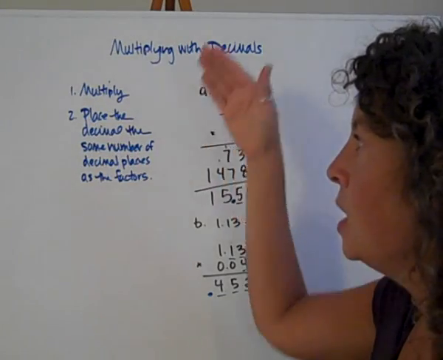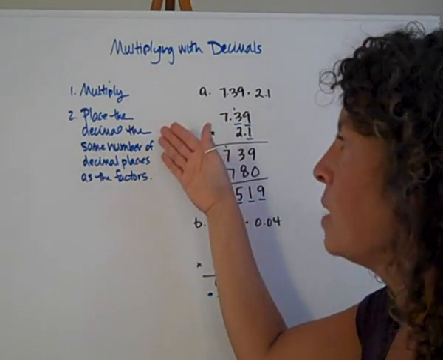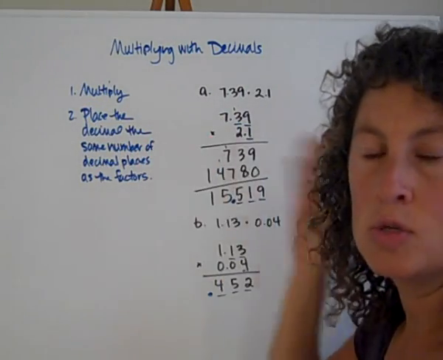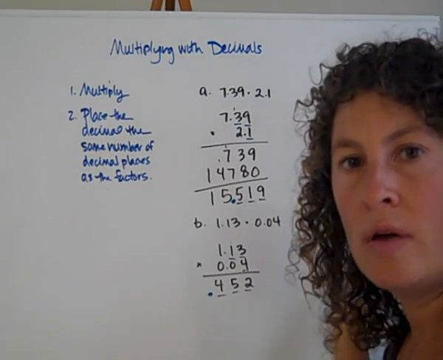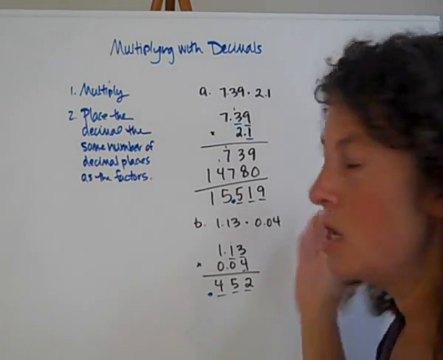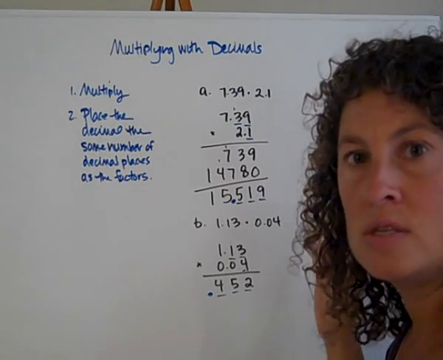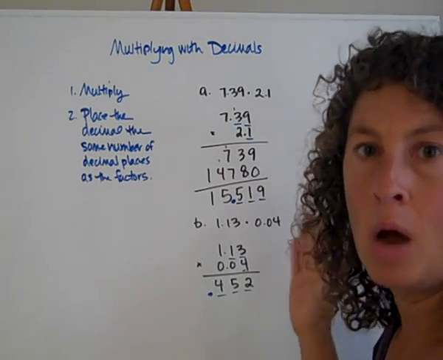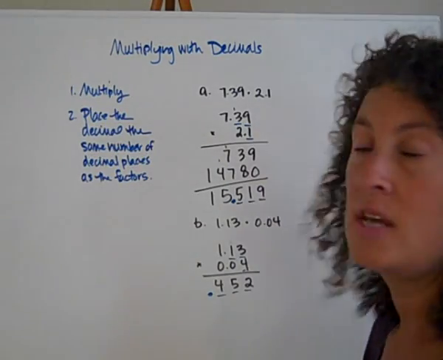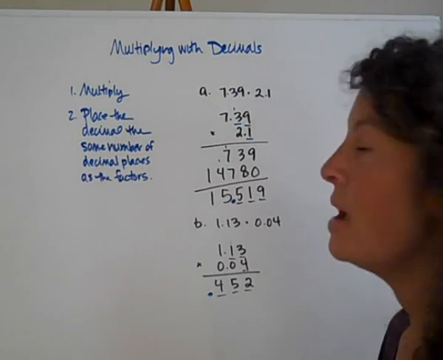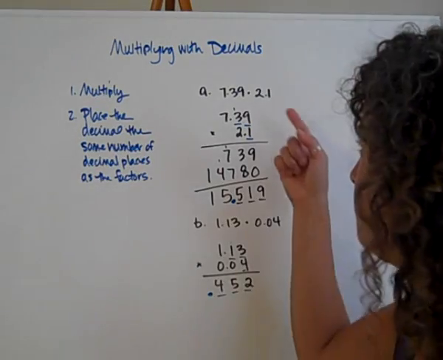So we're going to multiply. We're going to put the same number of decimal places in the product as the factors. So we're going to take a look at how many places we have to the right of the decimal in the factors. It'll be the same amount of places to the right of the decimal in our product. So our first one, 7 and 39 hundredths times 2 and 1/10.